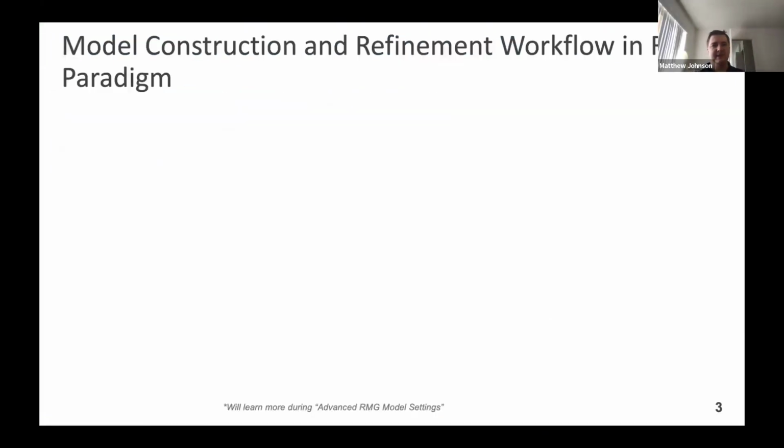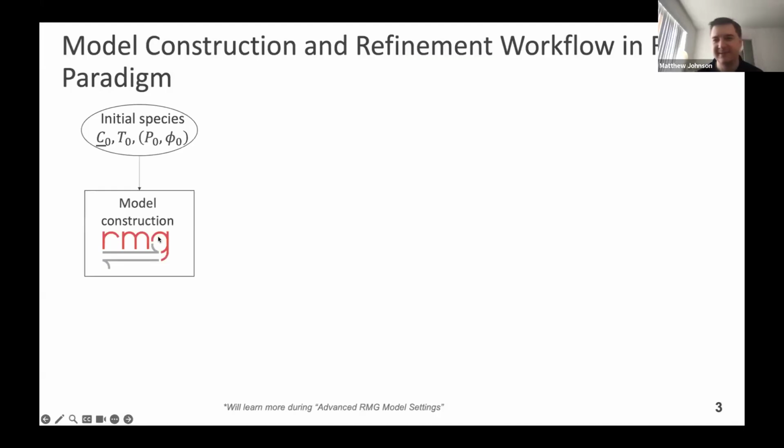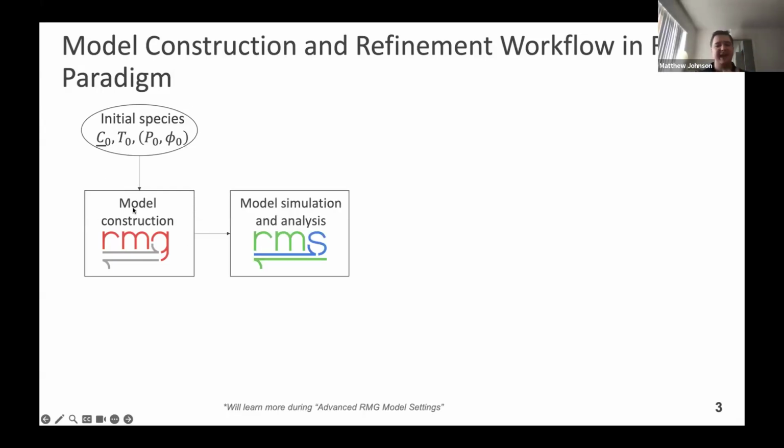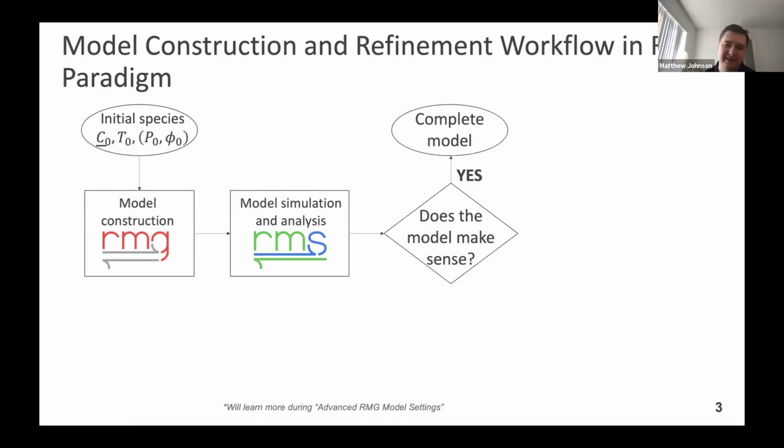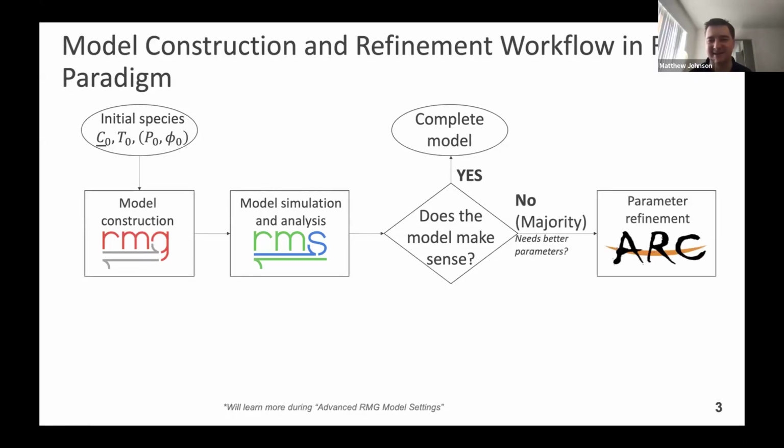So nominally, as you've seen, and surely you've seen this diagram a few times before, we have our initial species, our initial conditions, and we run RMG. And then we analyze this mechanism, and we have our iterative workflow where we look at this and we say, okay, well, are we happy with this model? Is this good enough? Does this have quantitative accuracy relative to our targets? And if we're happy with it, then we go and we get a complete model. But most of the times you run RMG, you're not going to be happy with it.